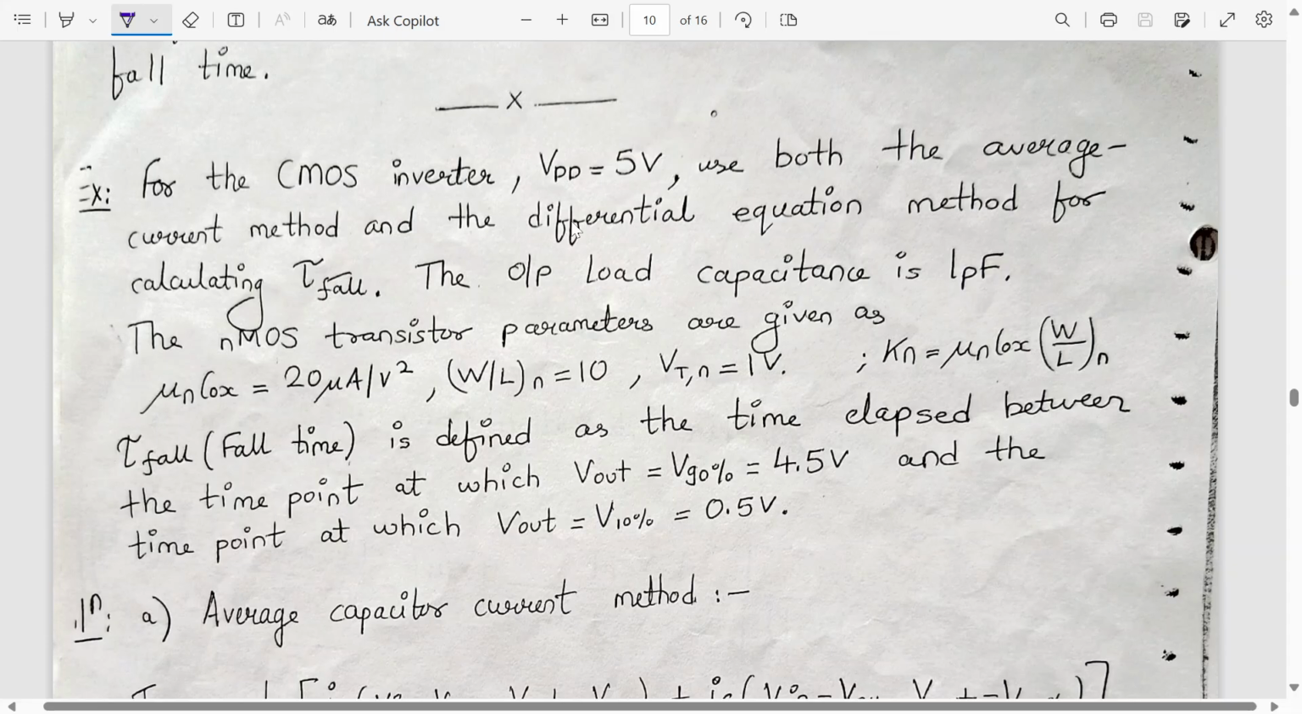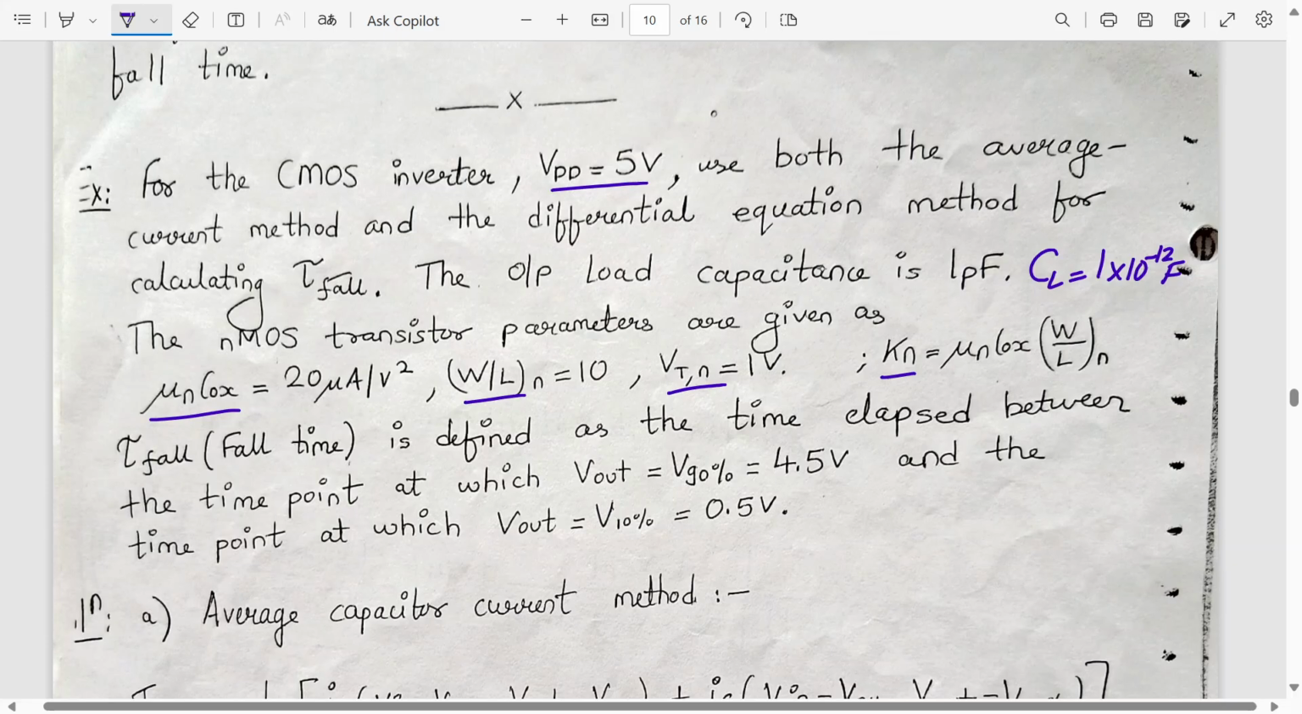The output load capacitance is 1 picofarad. So basically this is my CL, or C load, whatever we call that, which is 1 picofarad, that is 1 into 10 to the power minus 12 farad. VDD is 5 volt. The transistor parameters are given. So mu n Cox is given, W by L is given, so that means Kn is given. Threshold voltage is 1 volt. Kn is mu n Cox W by L, that will be 20 micro into 10.